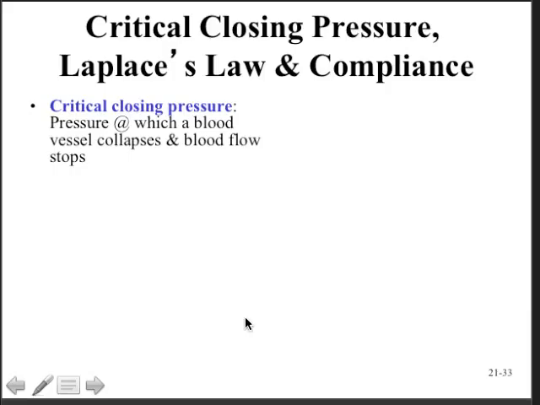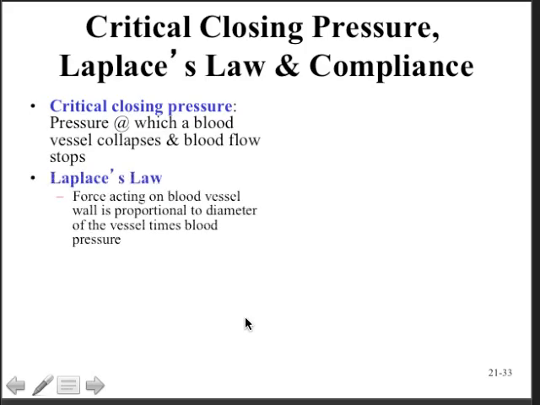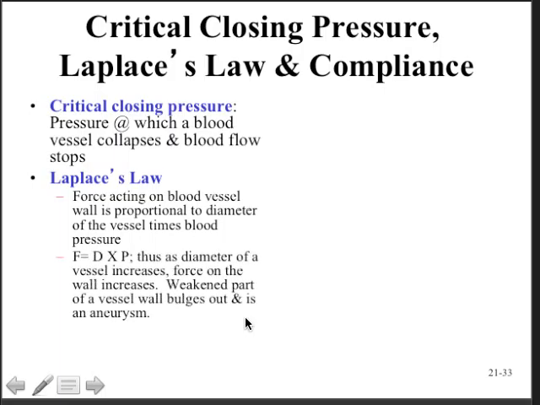The critical closing pressure is the pressure at which the blood vessel collapses and blood flow would then stop. Laplace's law indicates that the force acting on a blood vessel wall is proportional to the diameter of the vessel times the blood pressure.